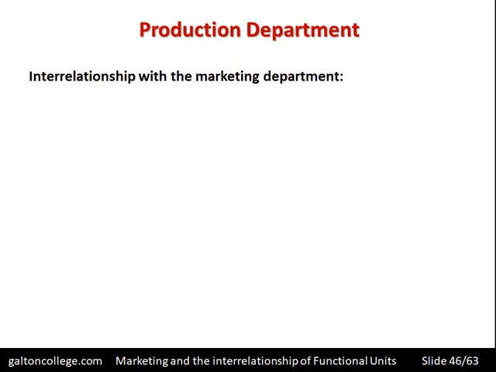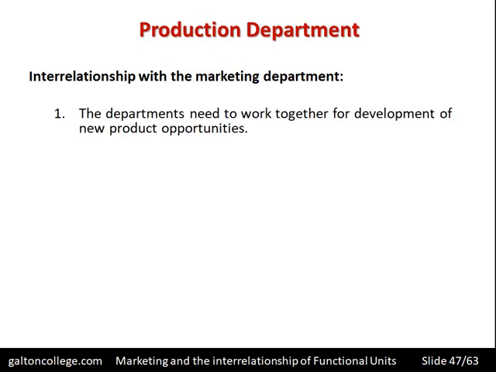Now, the relationship with the marketing department. Well, the department needs to work together for the development of new product opportunities. When the company is proposing a new product, the production department should look at the possibility of making that product given the resources it's currently got, and looking at what the shortfall is in terms of the requirements in terms of machines and new personnel. So the production department should be able to produce reports on any proposal that has been brought to the organization, perhaps by the marketing department from its contacts with customers in the field.